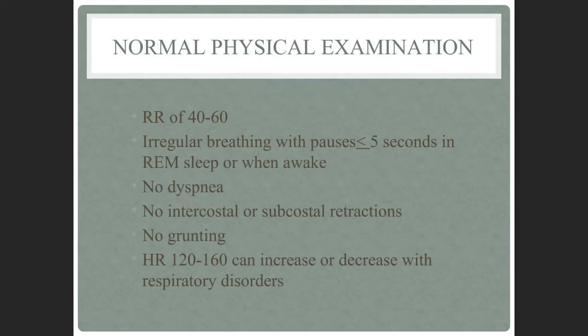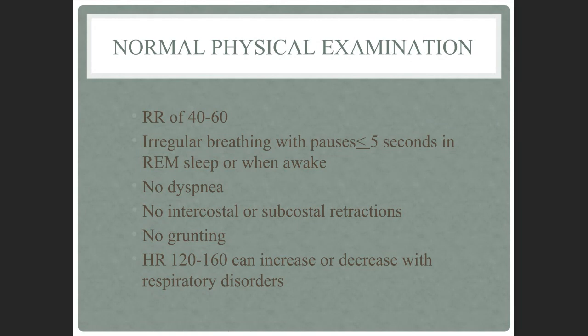Now for a newborn baby, the normal respiratory rate is 40 to 60. And babies don't breathe like adults. They tend to pause in between their breathing. You may notice when you go to the nursery, they might breathe fast, then slow down, might even stop, and then start breathing fast again. That is normal. If it doesn't go beyond 5 seconds, then we're not concerned. It mainly occurs when they're asleep, but it can occur when they're awake. And there are usually no signs of distress, intercostal or subcostal retractions, or grunting.